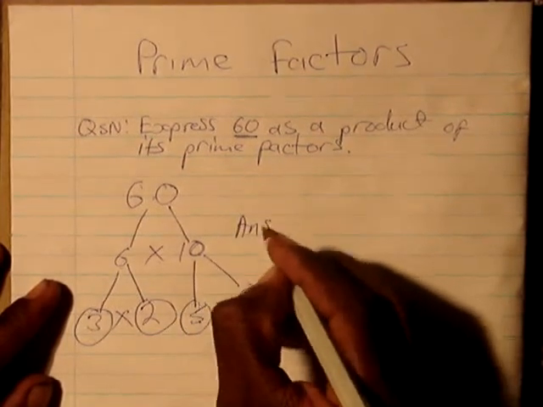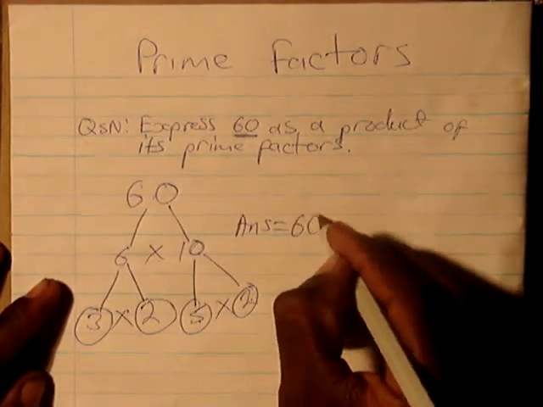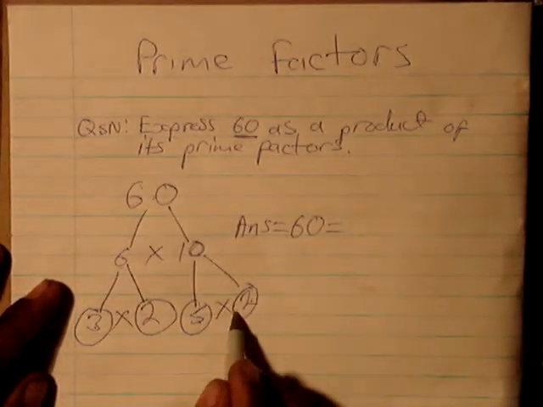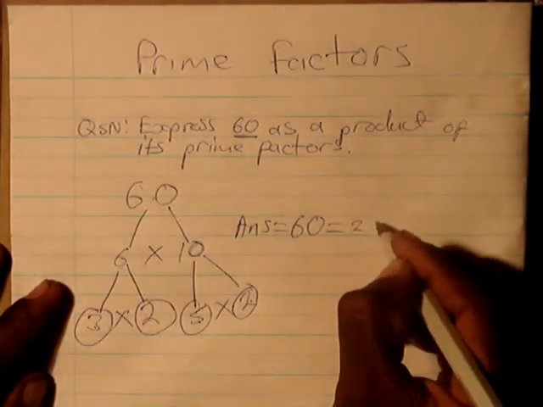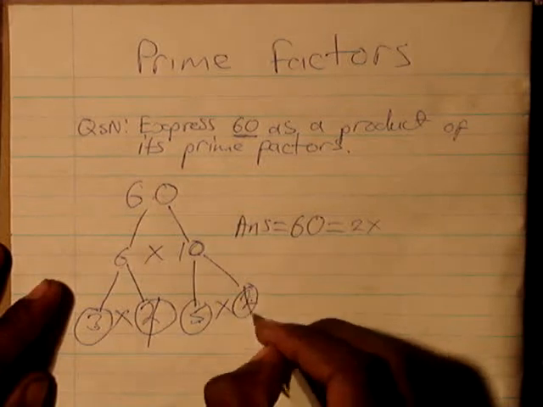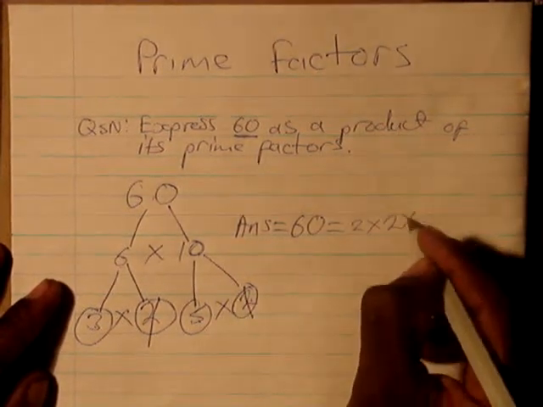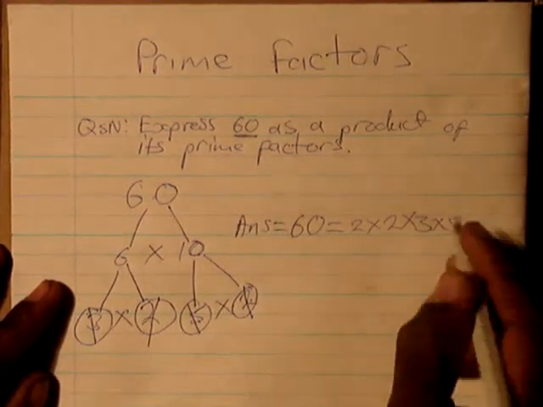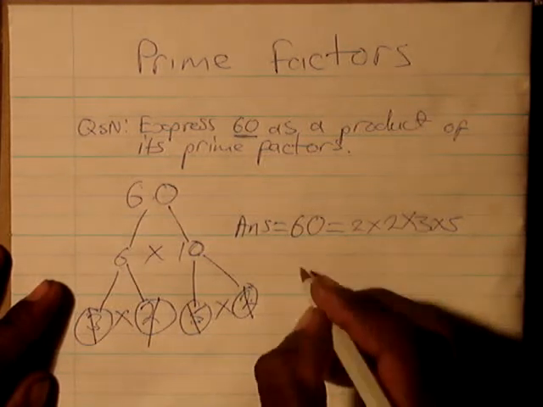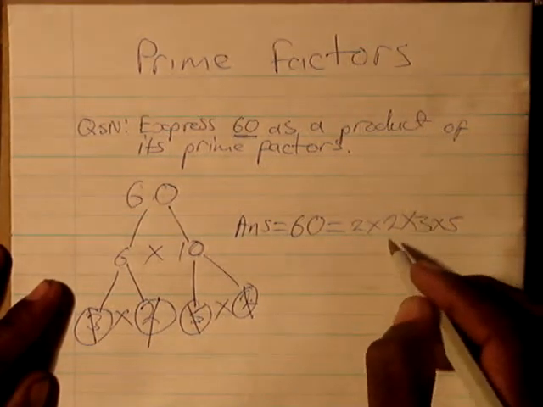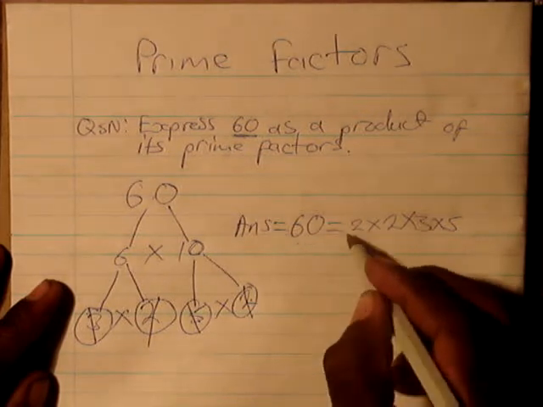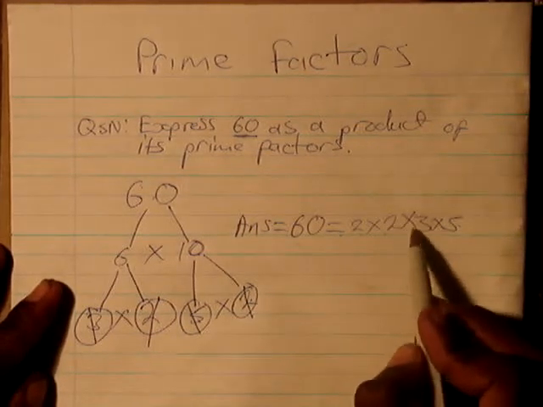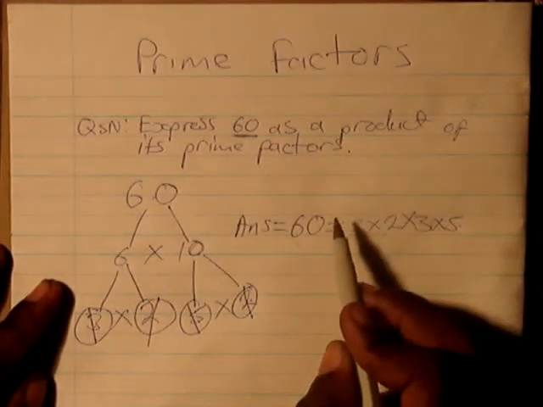So our answer is 60 is equal to, then we copy all these, starting with the smallest numbers, that is 2 times 2 times 3 times 5. So 60 is equal to 2 times 2 times 3 times 5. And if we multiply 2 times 2 times 3 times 5, it gives us 60.